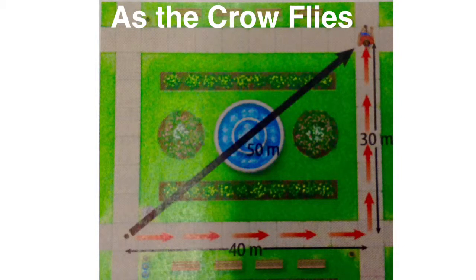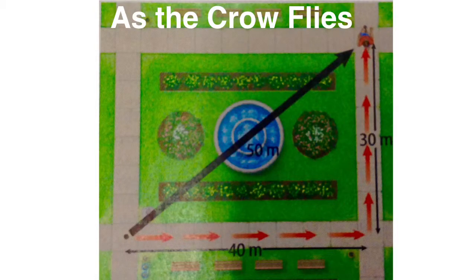To explain displacement as the crow flies, we have this example of a park with a fountain in the middle, and we want to get to the other side of the park. So we have to walk around the fountain to get there. But the displacement is that straight line from where you started to where you end up.